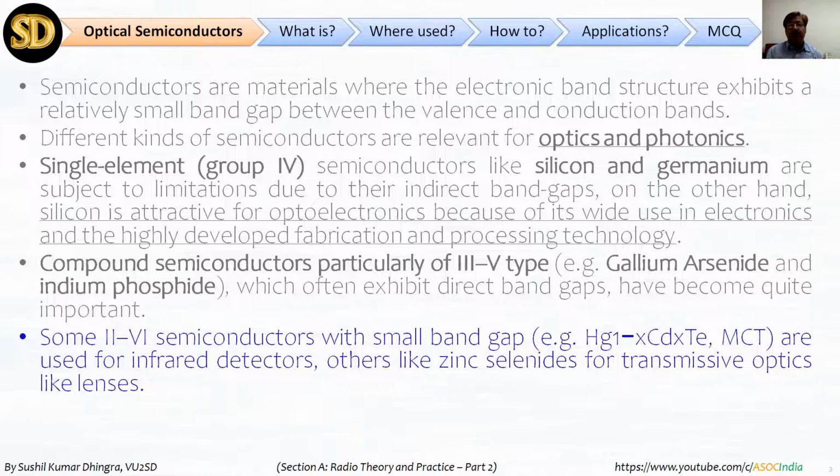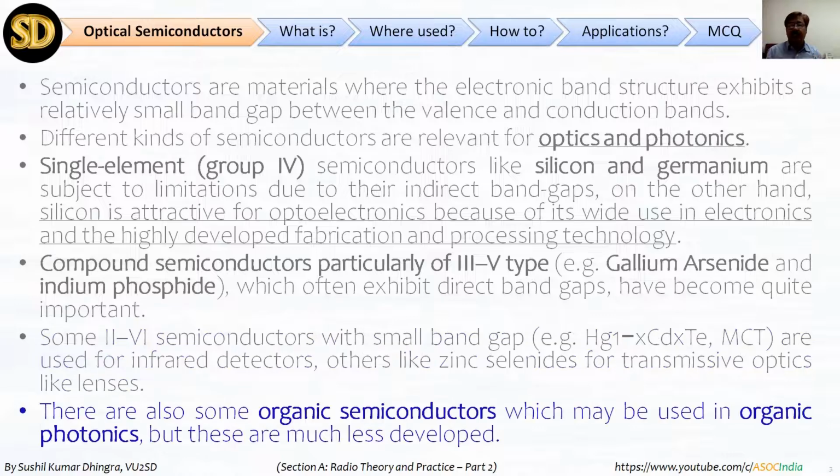They are very much used because semiconductor properties and applications depend very much on the valence band, the doping level, the material and other parameters including temperature. Based on different kinds of combinations and mixtures, we use them for different applications. These are some organic semiconductors which are used in organic photonics, but these are much less developed, though in some special applications they are used.